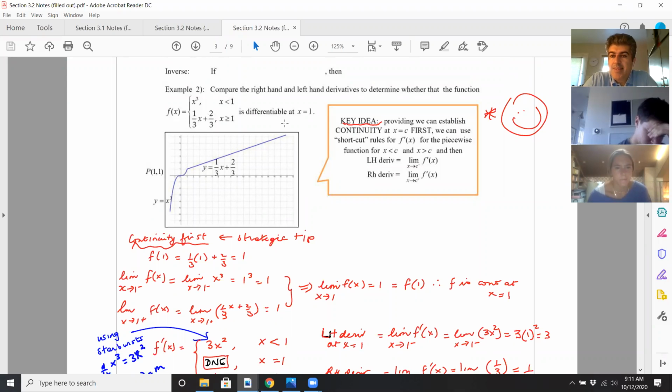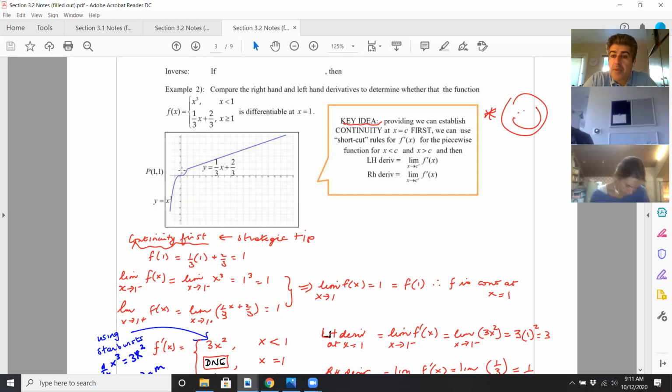The first thing you always need to do is establish continuity. So that's what I did in the notes here. And establishing continuity is pretty easy. It's 3 conditions, right? Does the point exist at x equals 1? And it does, because x equals 1 is part of the domain here. And I just plug it into 1/3 x plus 2/3, and I get 1. And visually, I see that too.